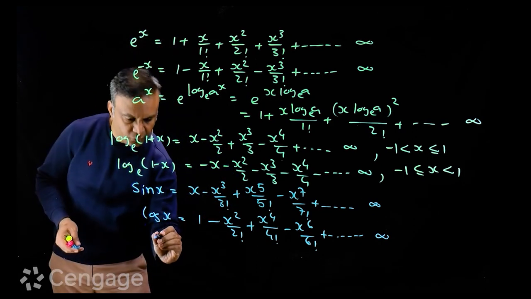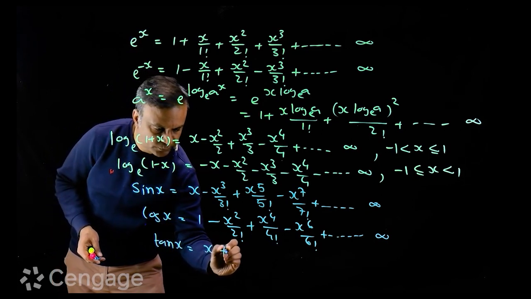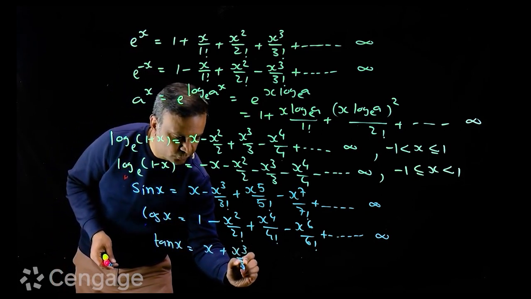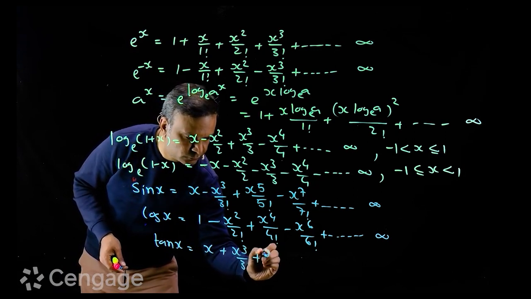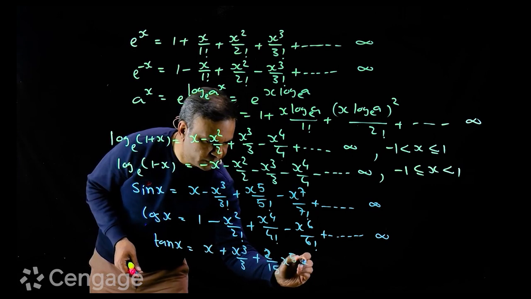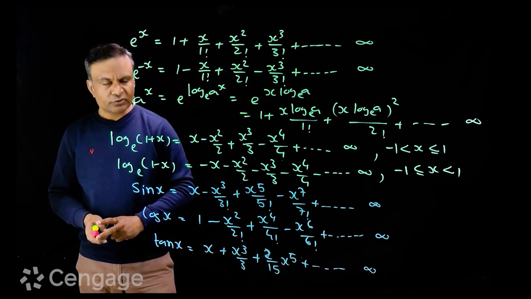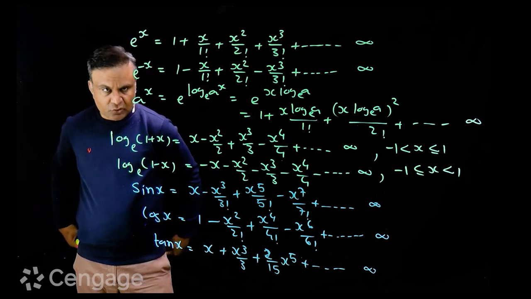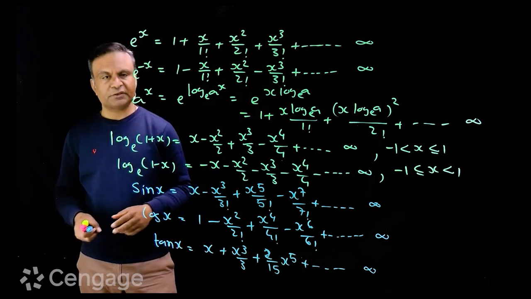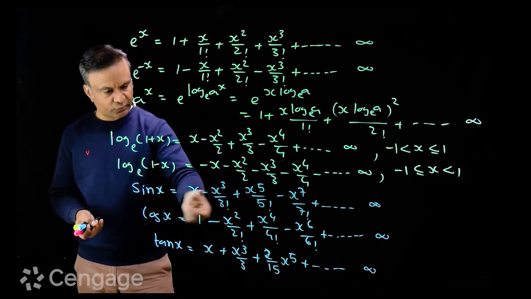Then we have expansion of tan x. tan x is equal to x plus x cube upon 3 plus 2 upon 15 multiplied by x power 5 and so on up to infinite terms. Mostly we use expansion of sin x and cos x. If you find tan x function, then convert it into sin x and cos x and then use these two expansion formulas.